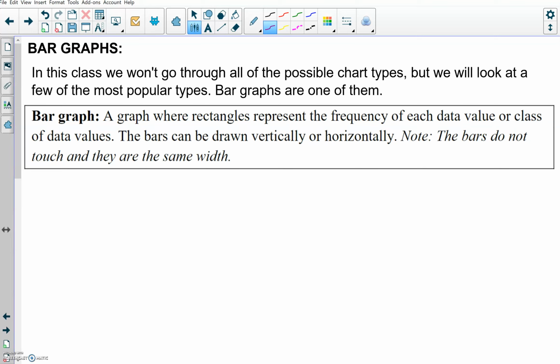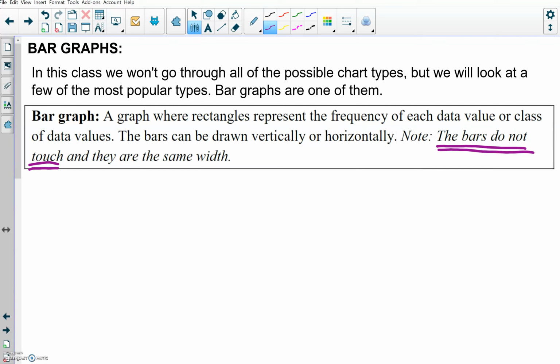So bar graphs, it's just a graph where rectangles represent the frequency of each data value or class of data values. The bars can be drawn vertically or horizontally. As I said, there's a lot of variation here. I'm going to draw them vertically just because that's the way I always do it. And note the bars do not touch. This is a key thing. We're going to see with histograms, you're going to be like, well, isn't that a bar graph? And no, it's not, because with bar graphs, the bars do not touch, and they are the same width.